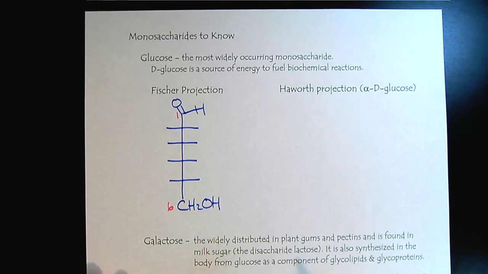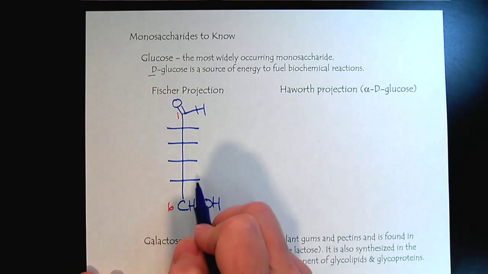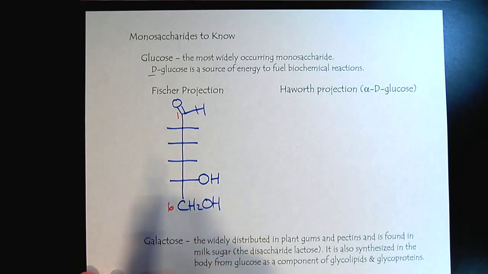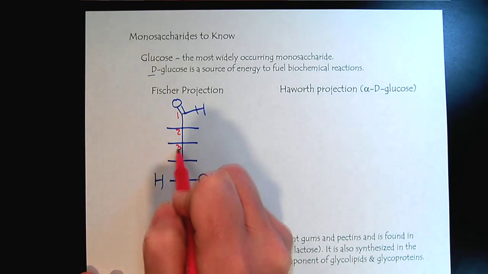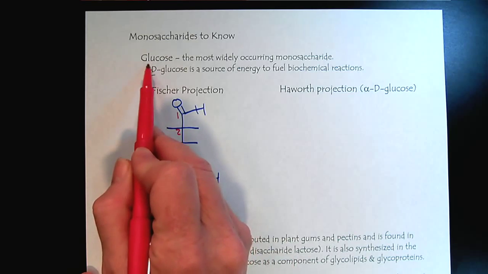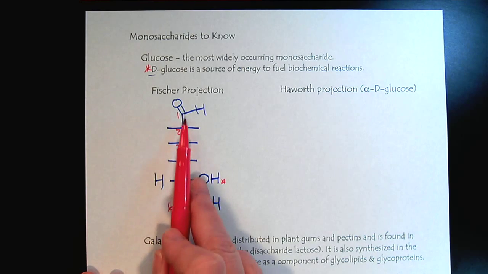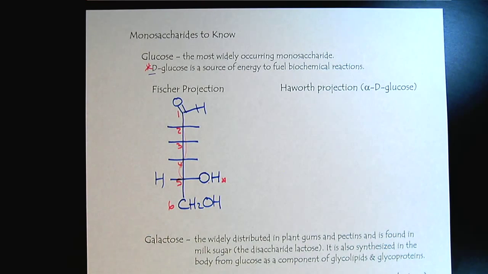Now, in nature, they're all going to be D-glucoses, and that means that this bottom OH is always on the right. So we can go ahead and number the rest of the carbons, 2, 3, 4, 5. So for D sugars, the alcohol farthest from the carbonyl will always be on the right. And in nature, that's the way nature makes sugars.